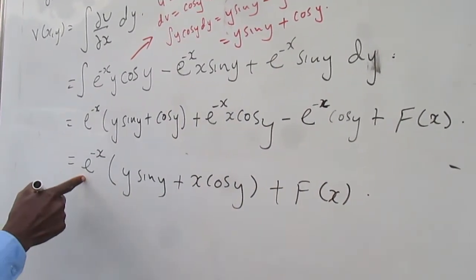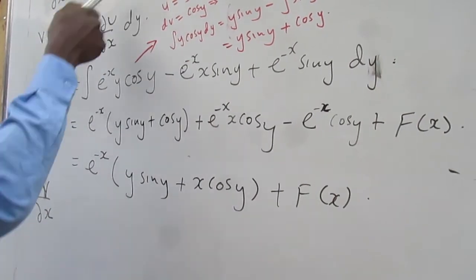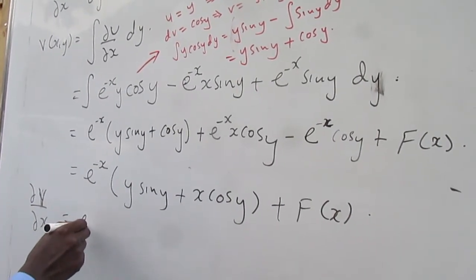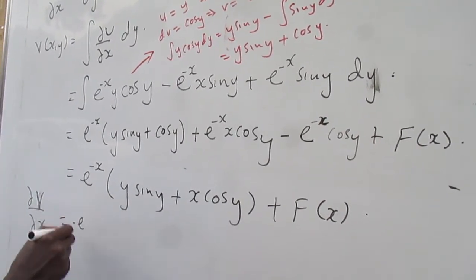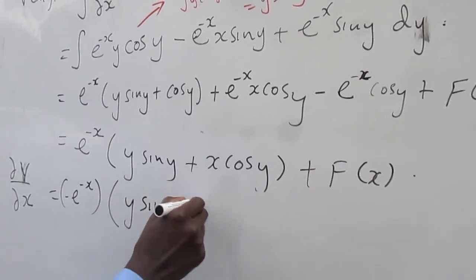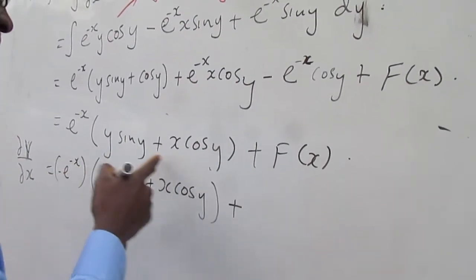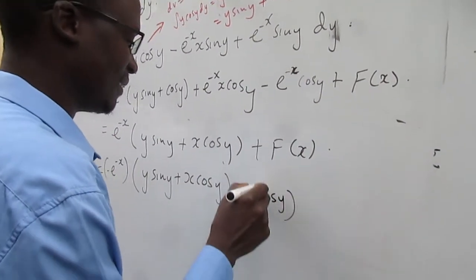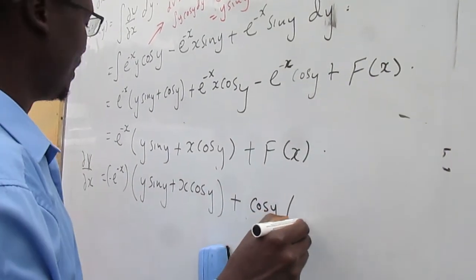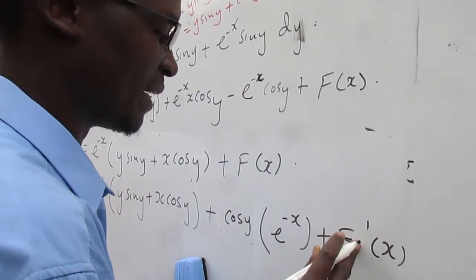And so next we are going to take the partial of this with respect to x, and then compare it to negative the partial of u with respect to y. So if we differentiate this with respect to x, this is what we get. We apply the product rule. First differentiate the first part, negative exponential of negative x, then multiply by y sine of y plus x cosine of y. Then next differentiate this with respect to x, so we have the cosine of y, then multiply by exponential of minus x, and then you differentiate this finally with respect to x and get the derivative of that function with respect to x.